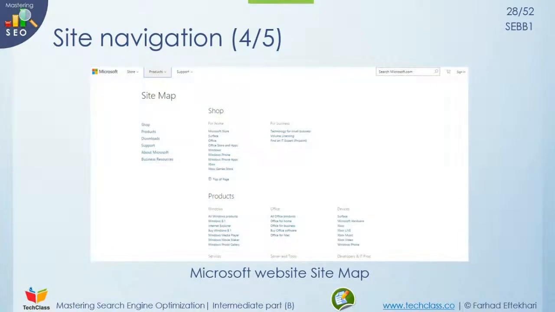Here is an example of the Microsoft website sitemap. As you can see, it is very well written, in a very nice order. You can see the categories, and then it goes all the way to a little bit more detail. So this is very easy to find, both for users and search engine crawlers.